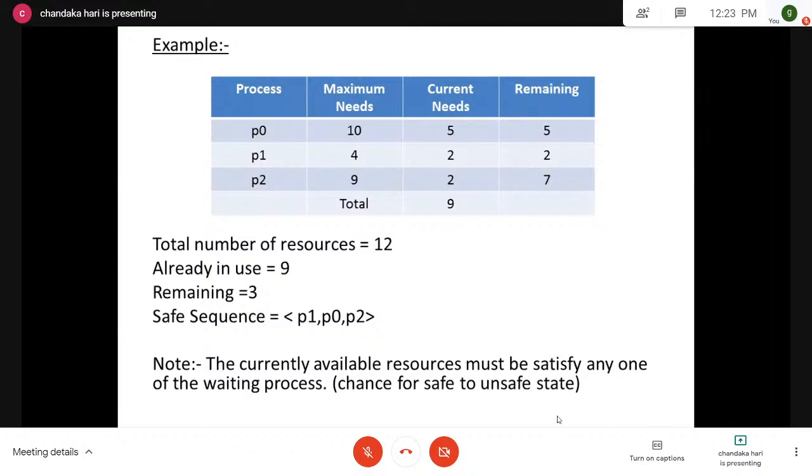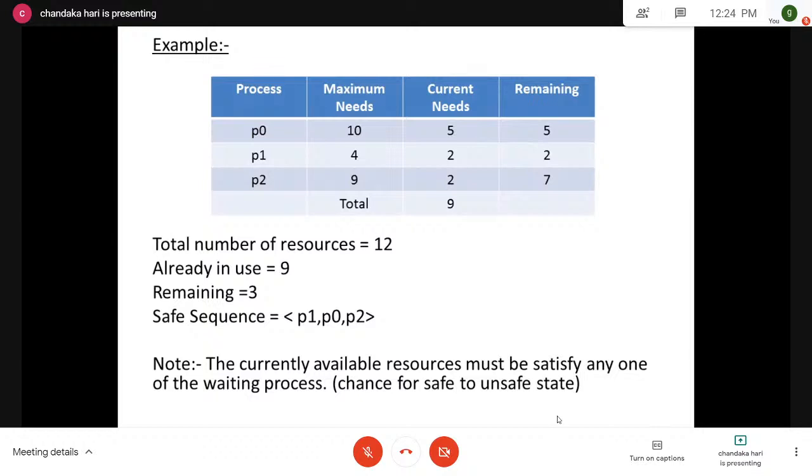The currently available resource must satisfy any one of the waiting processes. This is good. Now, suppose let us take they have an examination. They have been given a situation that if process P2 is requesting one resource, it is immediately sanctioned without thinking. Then what is currently available resources now? It is only 2. So 5, 2 and remaining is 6. Which one is satisfying? 2 is satisfying. So this 2 is given to process P1. So 2 plus 2, the currently available resource is only 4.